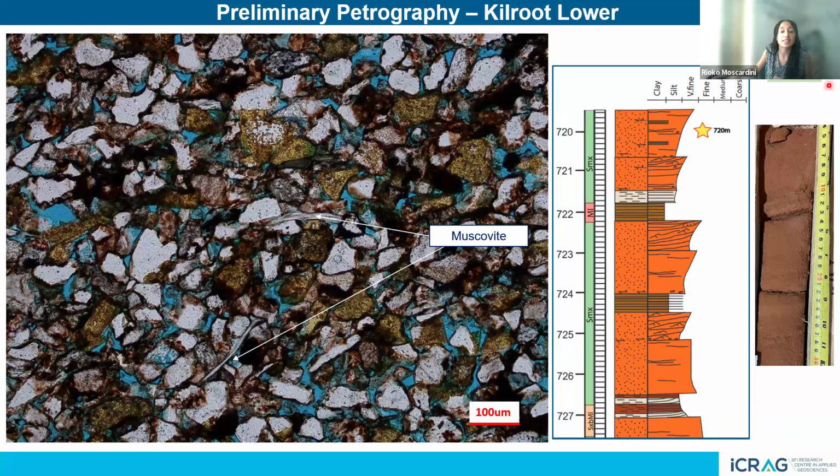And again, same facies, but this is now from the very, very bottom of the core at 720. There is still porosity, but the grains are a lot closer together. There's not a lot of space between them. We also have these muscovite grains, which is not great for the permeability because that can block the pores.